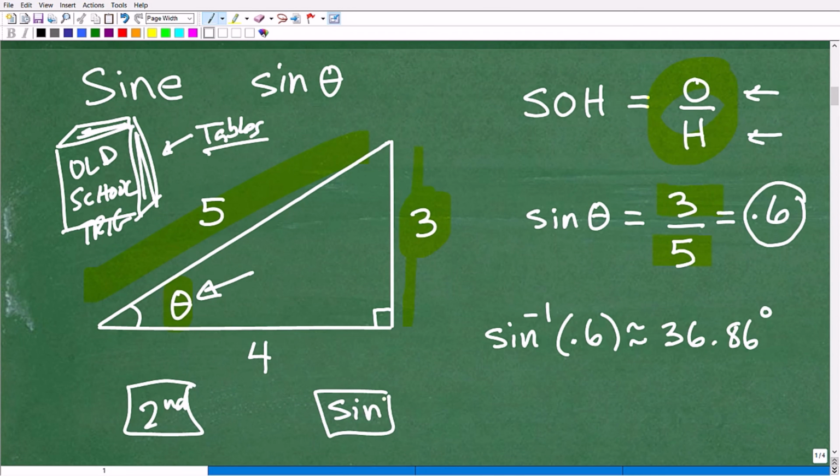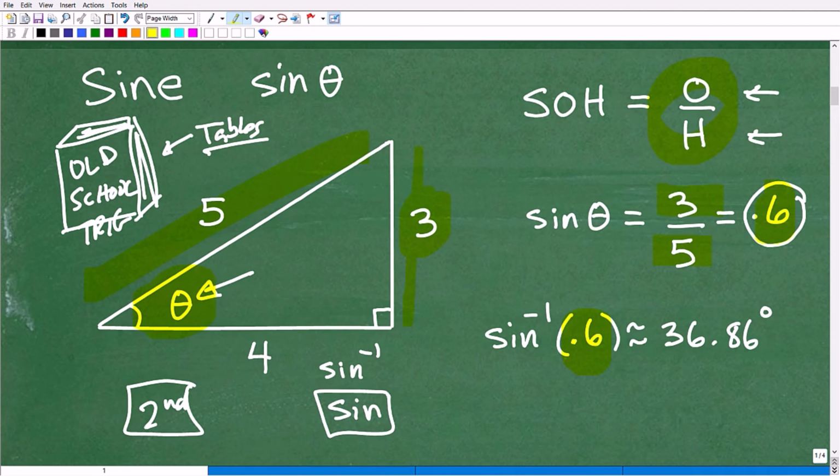Now, on the sine button, we need to use that second function, okay? Because we don't need the sine button. We need the one that looks like this, sine with a little -1 on it. That function, what we call arcsine, is basically going to tell us, hey, what is the angle that has a sine of 0.6? This is the situation of my triangle. What angle has a sine of 0.6 or 3/5?